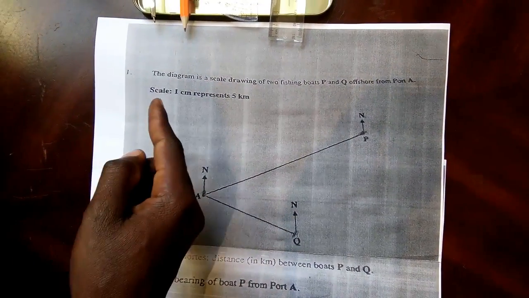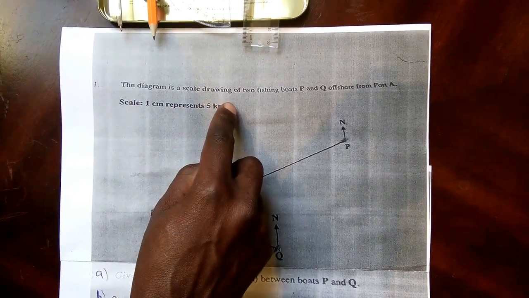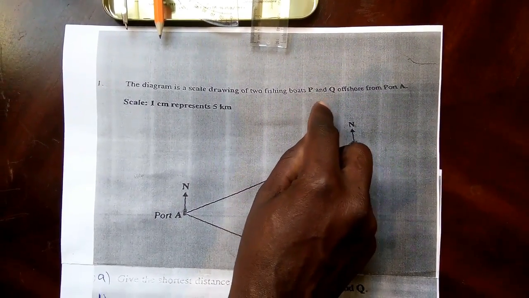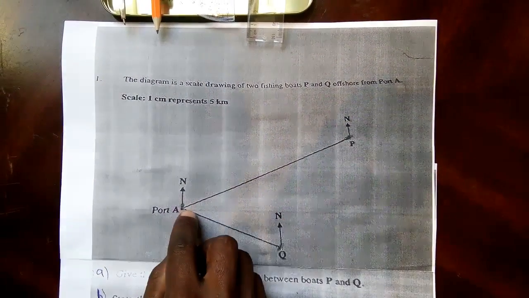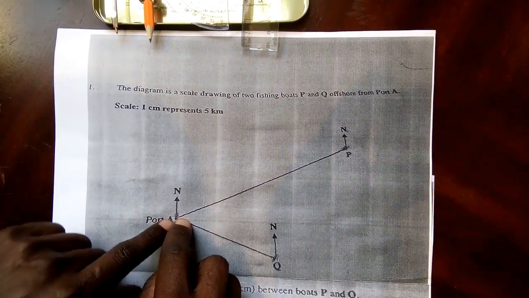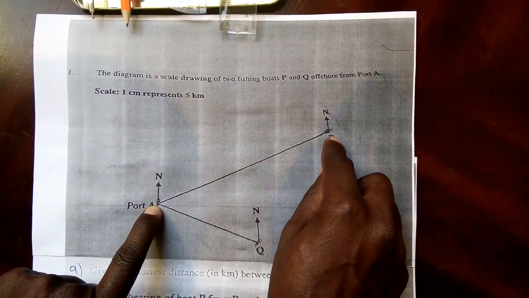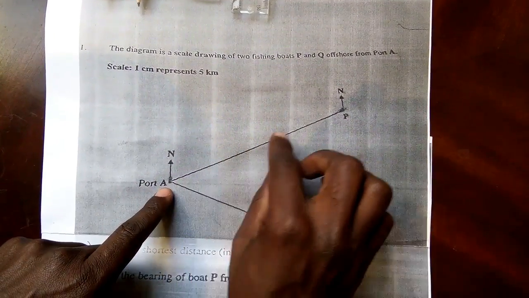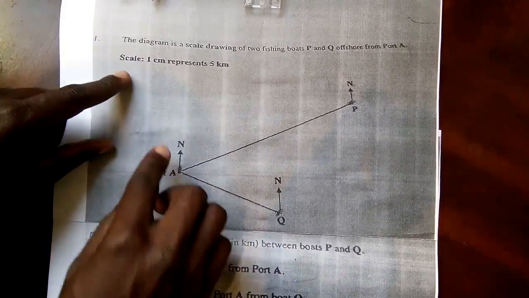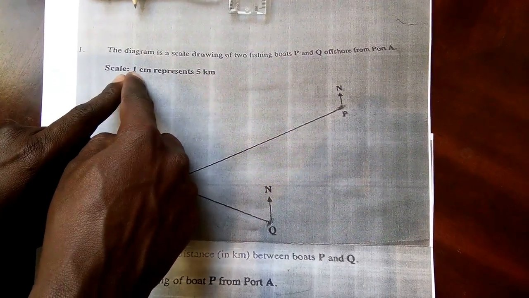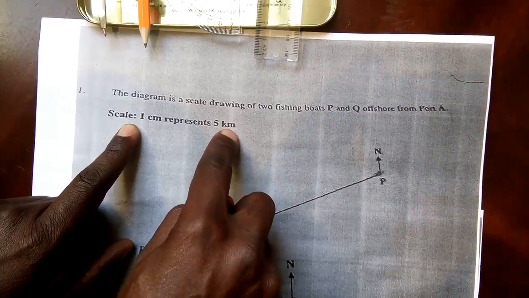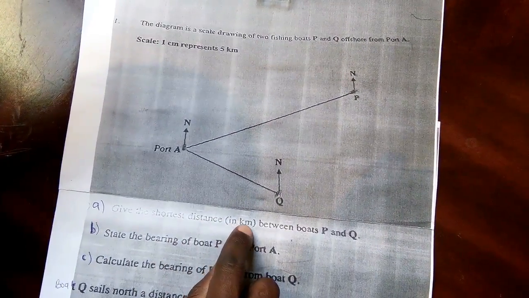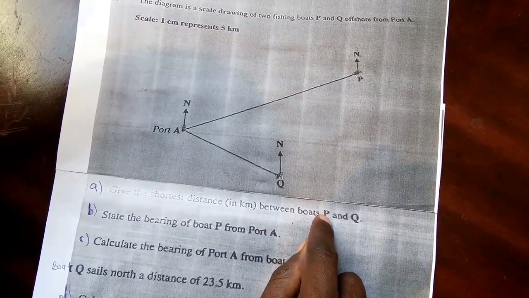So the question says the diagram is a scale drawing of two fishing boats, and it is between point P and Q offshore of port A. So we need to know the distance between point A and point P. The first thing is we need to get the scale of this diagram. The scale here says 1 centimeter represents 5 kilometers. Then the first question says, find the shortest distance in kilometers between P and Q.